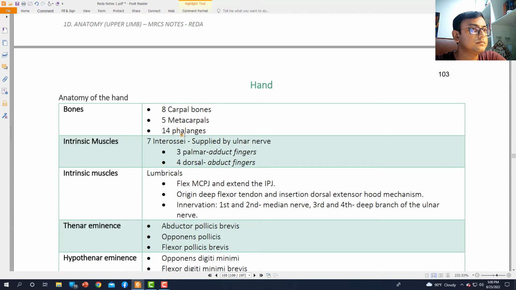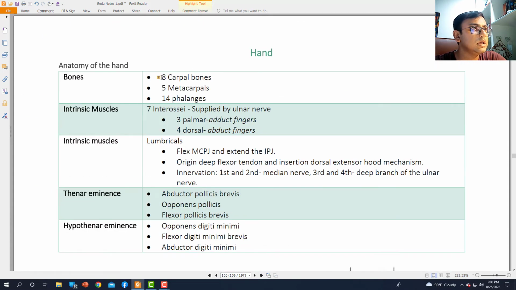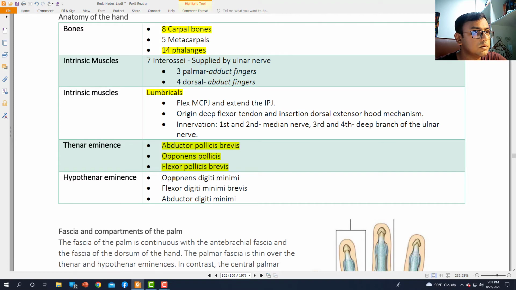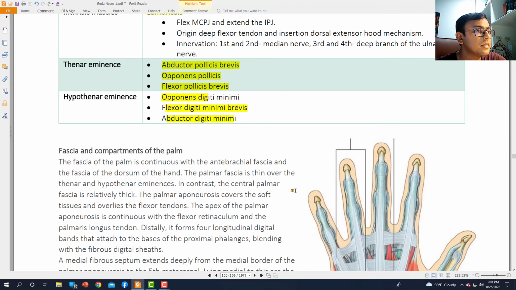Now the hand. There are 8 carpal bones, 14 phalanges, then the intrinsic muscles, the lumbricals, which are small muscles. The thenar eminence: abductor pollicis brevis, opponens pollicis, flexor pollicis brevis. Must remember thenar eminence. The hypothenar eminence is opponens digiti minimi, flexor digiti minimi brevis, and abductor digiti minimi.